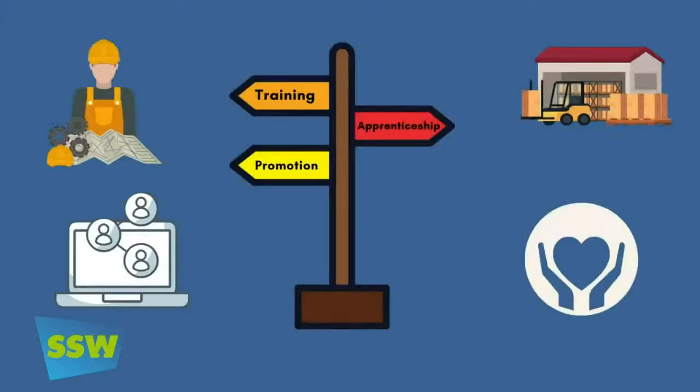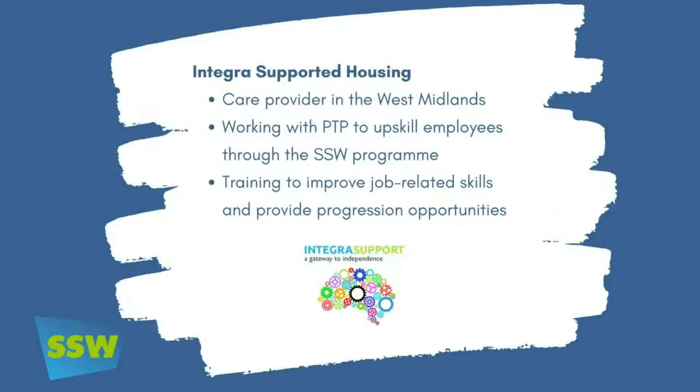Skills Support for the Workforce is all about progression, and an apprenticeship is one of the routes learners can take following training. PTP have been working with local business Integra Supported Housing to upskill their staff. PTP carried out a training needs analysis which highlighted the need for a wide selection of staff development programmes, both accredited and non-accredited. The programmes were in care-related subjects and management development.